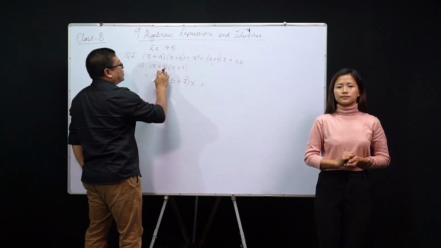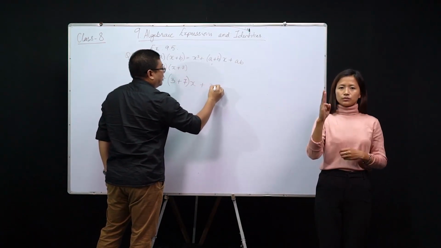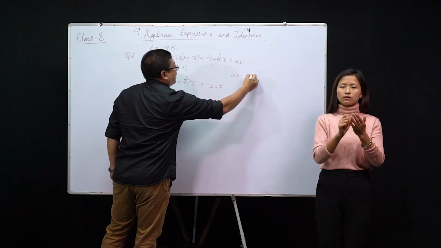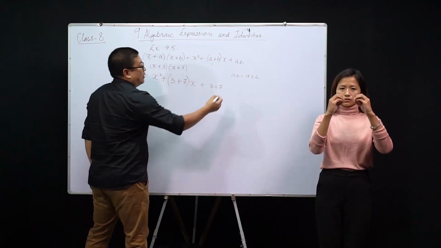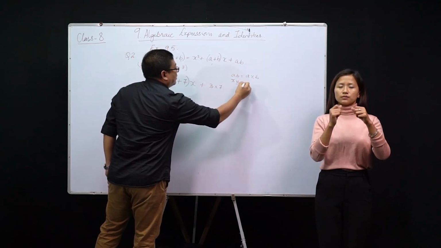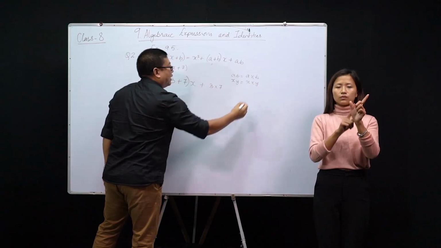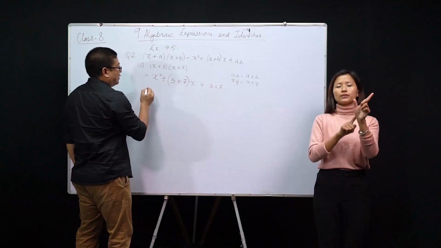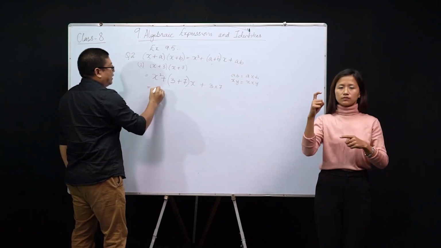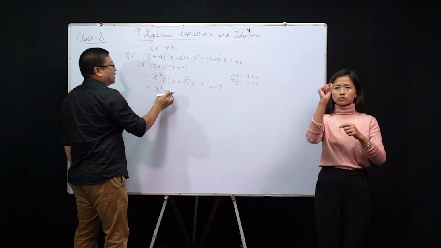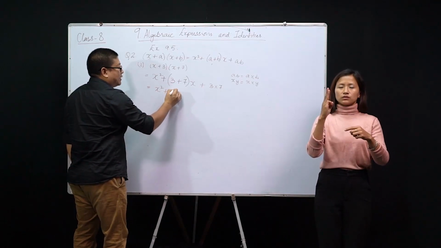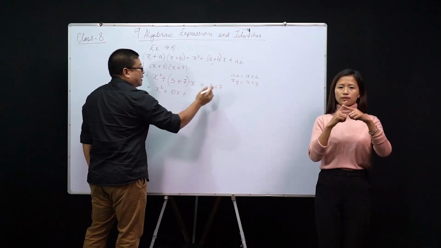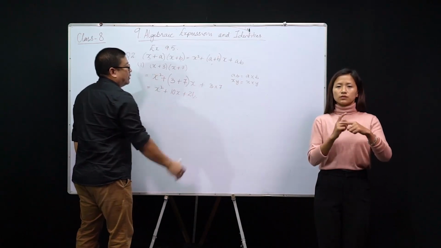AB simply means 3 into 7. When I write AB, it means A into B, okay? If I write XY, it means X into Y, all right? So AB will be 3 into 7. Now simply solve it. X square plus 3 plus 7 is 10. And there's X here plus 3 into 7 is 21.